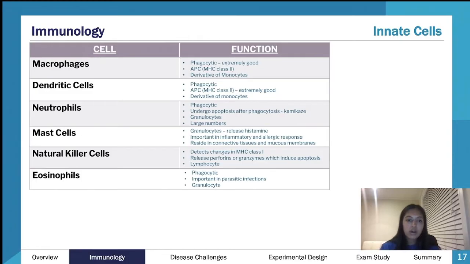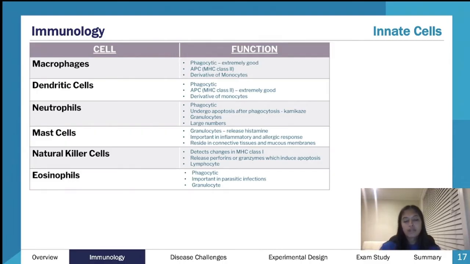So that's something to be aware of. Neutrophils are not antigen presenting, so they do not have MHC class 2. They're the most common type of leukocyte that you see in infections, so there are really, really high numbers of neutrophils. And then they ultimately do this little kamikaze thing. They undergo apoptosis after phagocytosis.